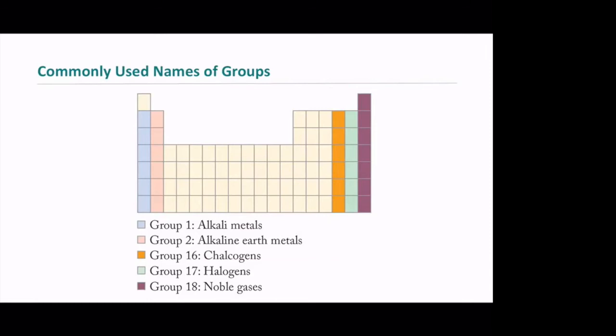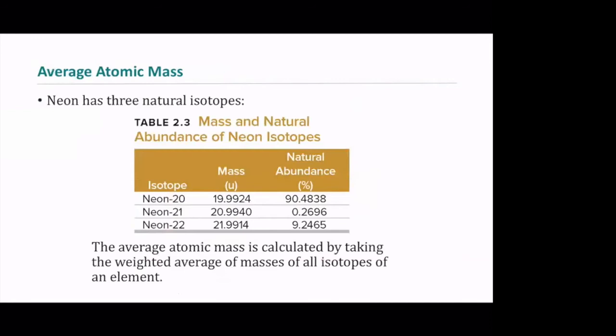Alkali metals, alkaline earth metals, halogens, noble gases. I never learned the chalcogens, but now they use that term also for group 16. We good?